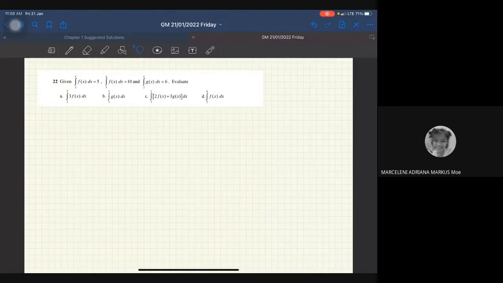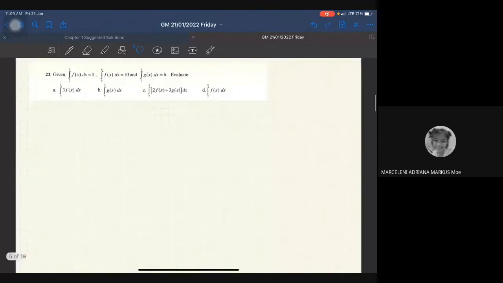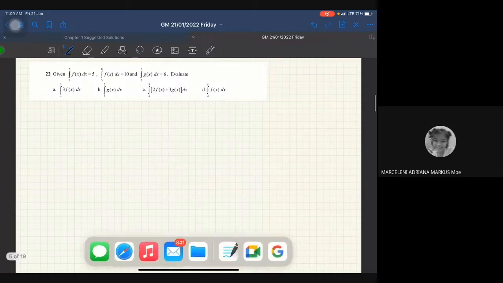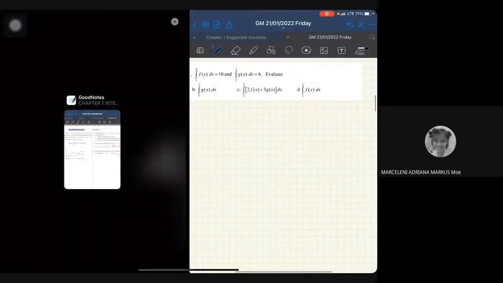So let's tengok dulu dia punya basic properties of this one. Okay. So nombor 22 dia bincangkan pasal basic properties of definite integrals. Okay. So kita tengok soalan nombor 1.